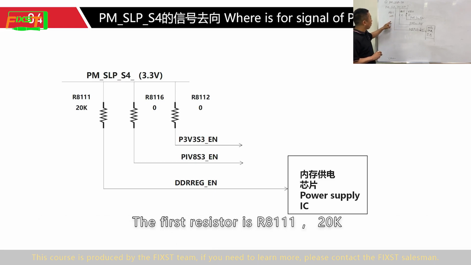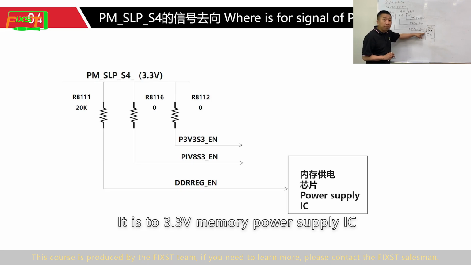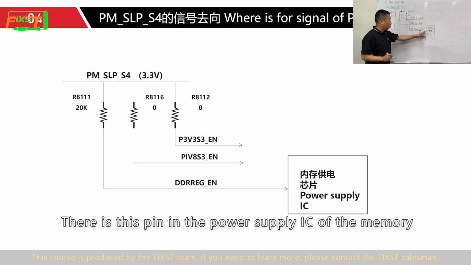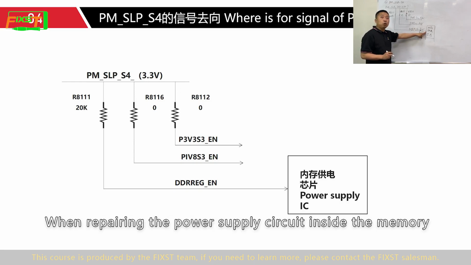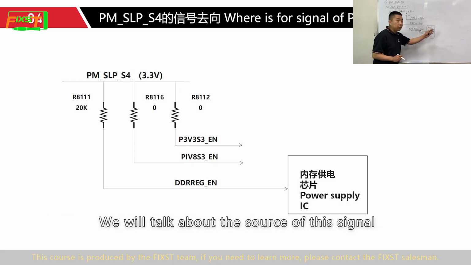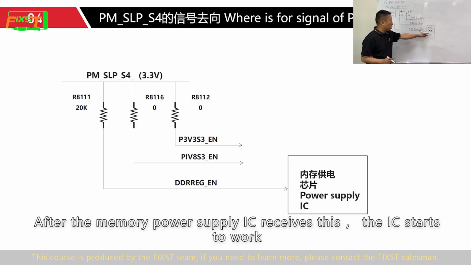The first resistor is RE111, 20 kilo-ohm. It goes to the 3.3V memory power supply IC. There is this pin on the memory's power supply IC. When repairing the power supply circuit inside the memory, we will talk about the source of this signal. After the memory power supply IC receives this signal, the IC starts to work.